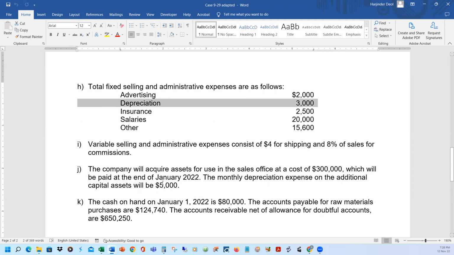The monthly depreciation will start from the month of February. We are acquiring the assets at the end of January. Depreciation starts once the asset is ready for use. So our new depreciation of $5,000 additional will start from February.